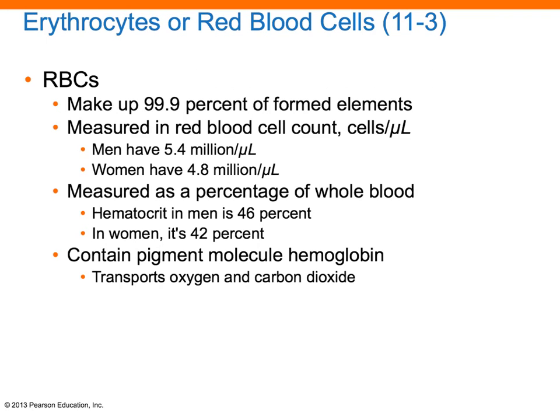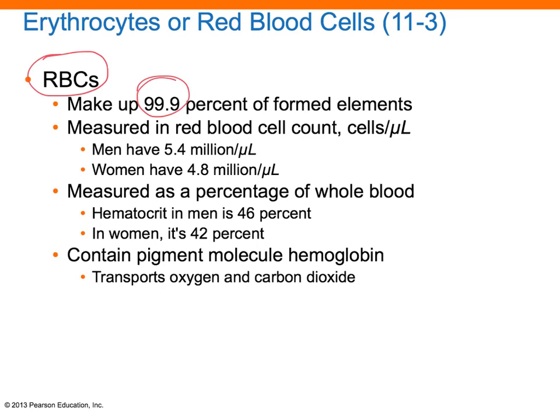So we just talked about the plasma, and we know that that is one part of this connective tissue, but the other part will be formed elements. And one of the formed elements would be the red blood cells. The red blood cells make up the largest part of all of the blood cells. It actually makes up about 99% of the formed elements.